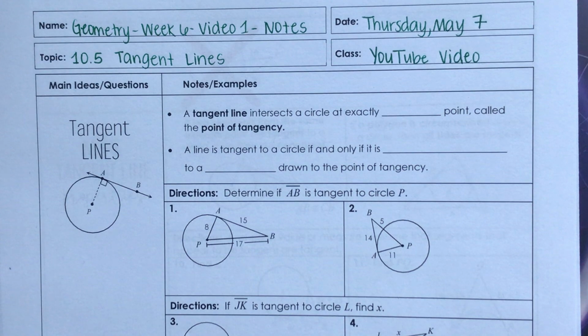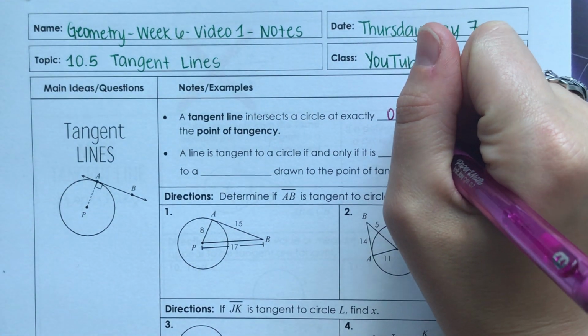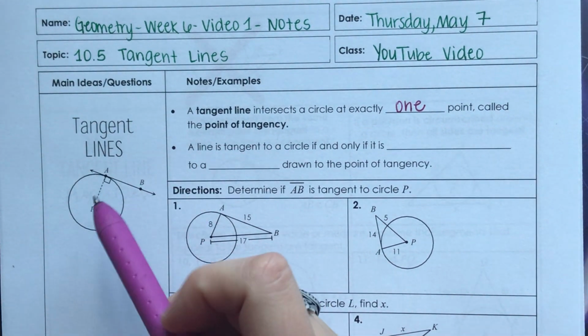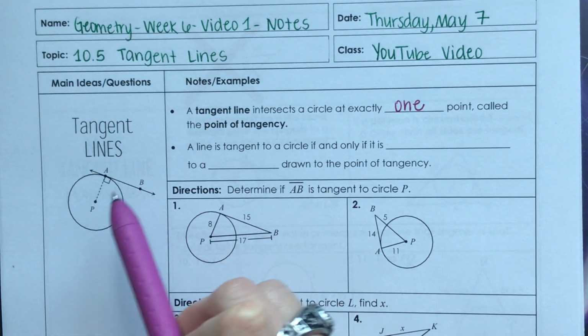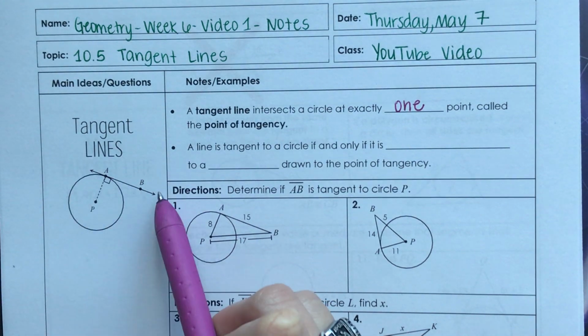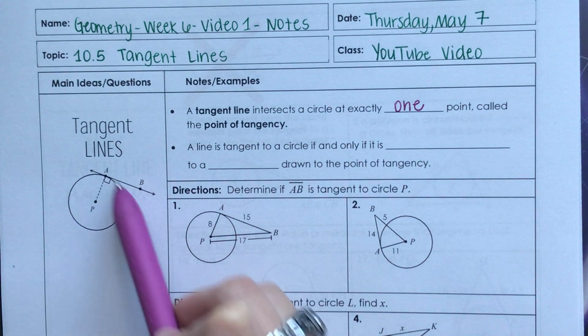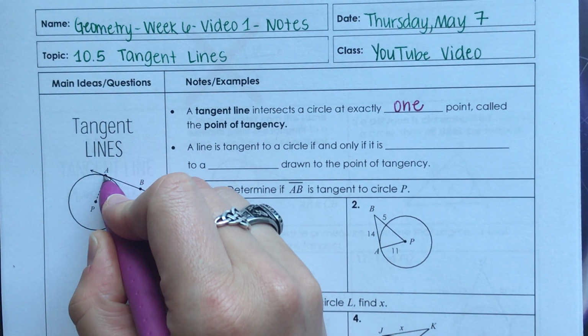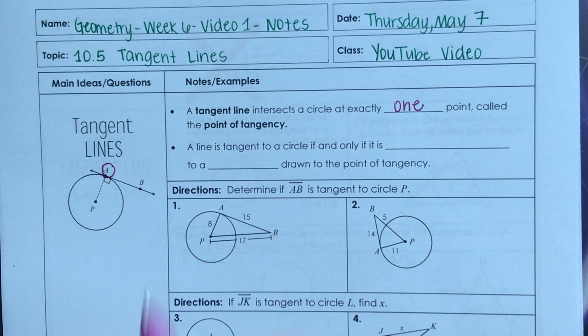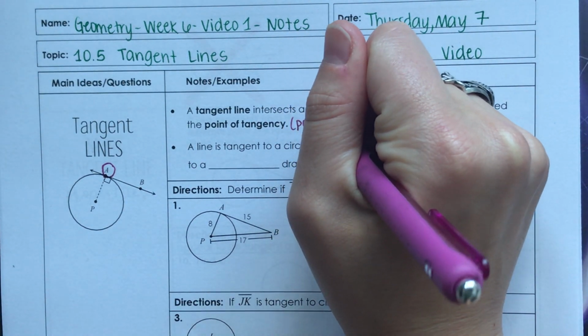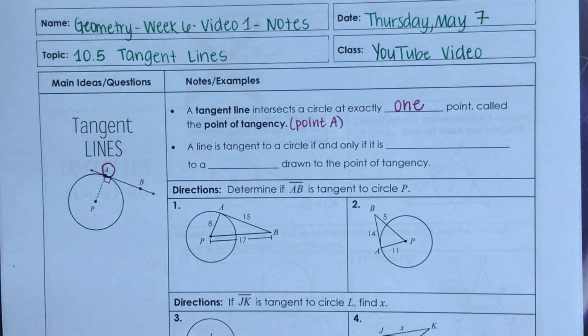A tangent line intersects a circle at exactly one point, and we call that point the point of tangency. If you look over here at my circle, the tangent line that goes through this circle, the point of tangency is the one point that touches the circle. So my point of tangency is this point A right here. So that's in my picture there.